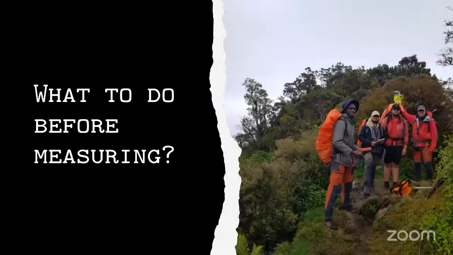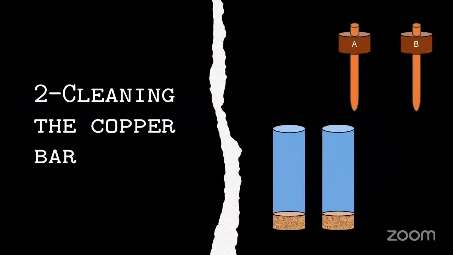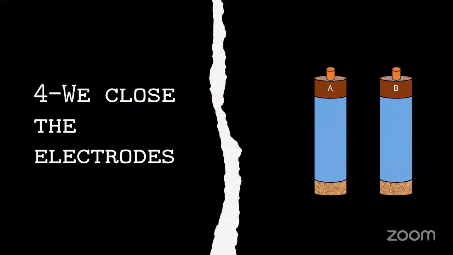Okay, what to do before measuring? First, prepare the electrodes. Remove the plug with the copper rods and clean the copper bar. For this, use sandpaper for the copper bars. Pour copper sulfate dissolved in water on the electrodes, and snap the electrode closed.